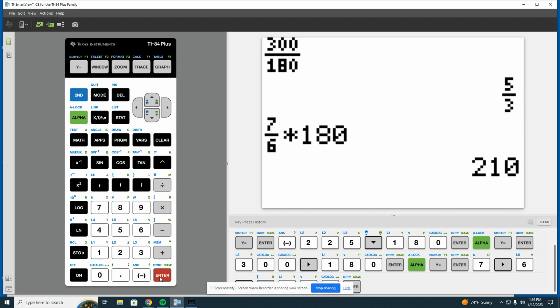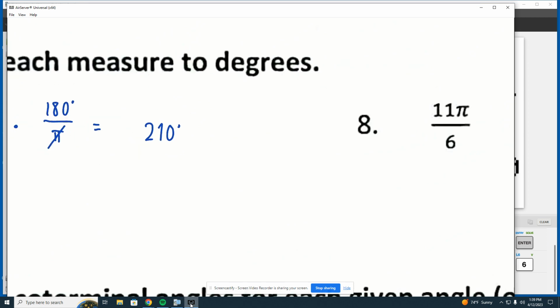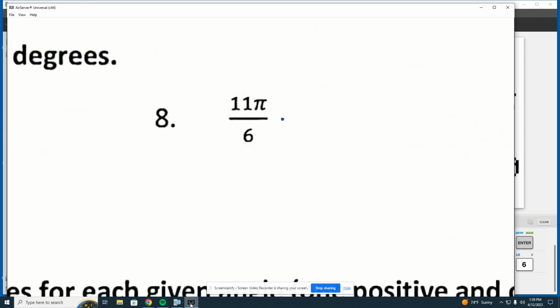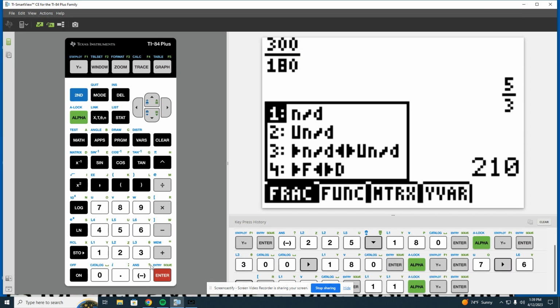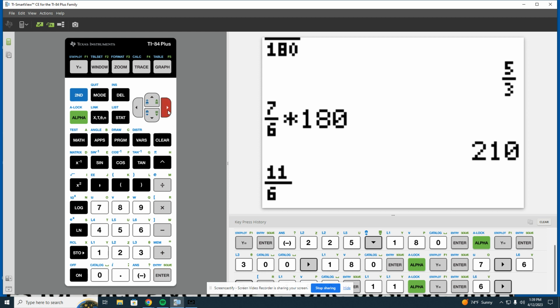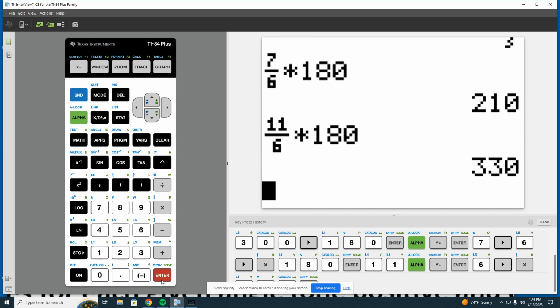210 degrees. So there you have it. That's how you do it. Very simple. Look at number 8 again. We're going to multiply by 180 over pi. Pi's will cancel. And I'm going to go to my calculator. I'm going to type in 11 over 6 times 180. And that will change it to a degree. That's 330 degrees.